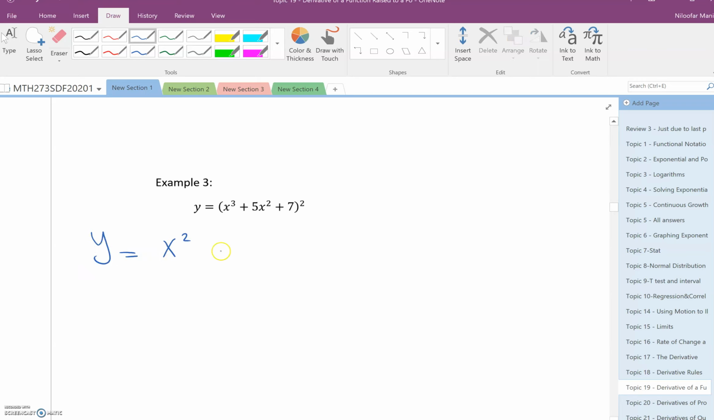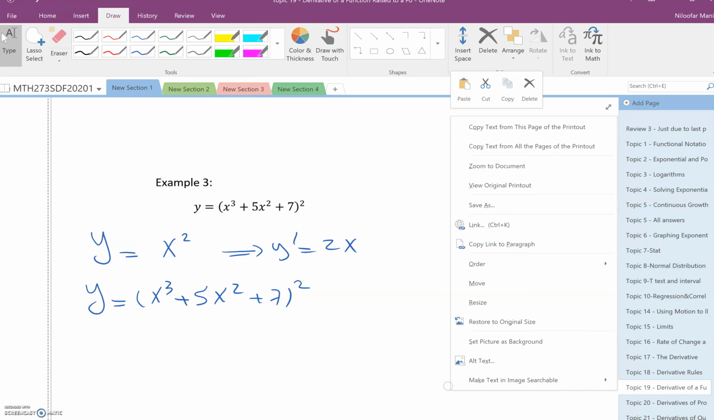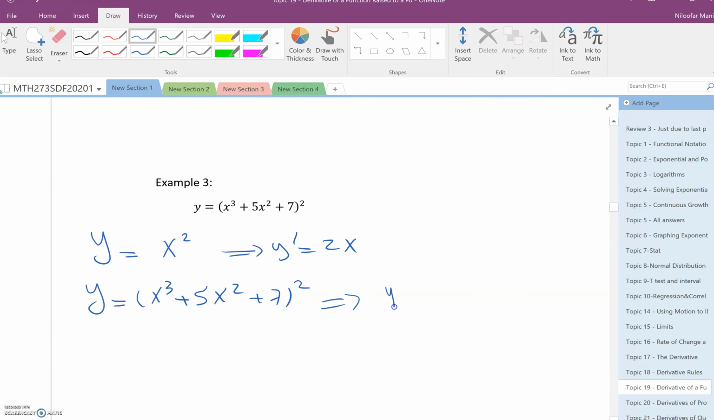If I have x squared, y prime is 2x, right? But I don't have x squared, I have something else squared. So I have x cubed plus 5x squared plus 7, squared. Okay, so this means y equals u squared, and u is x cubed plus 5x squared plus 7. So now I can find the answer.